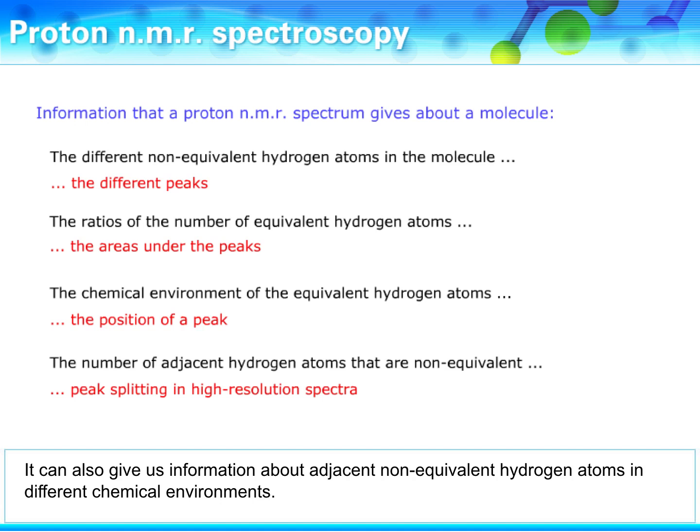Already you should have learned that the different non-equivalent hydrogen atoms in the molecule have different peaks, that the ratios of the number of equivalent hydrogen atoms are the areas under the peaks, and that the chemical environment of the equivalent hydrogen atoms is the position of the peak, that's its chemical shift, and the number of adjacent hydrogen atoms that are non-equivalent is the peak splitting. So in this video we're going to be focusing on the peak splitting of high resolution spectra.